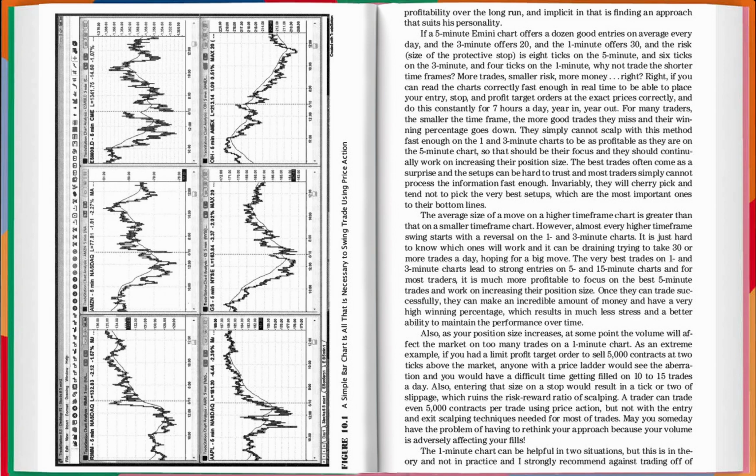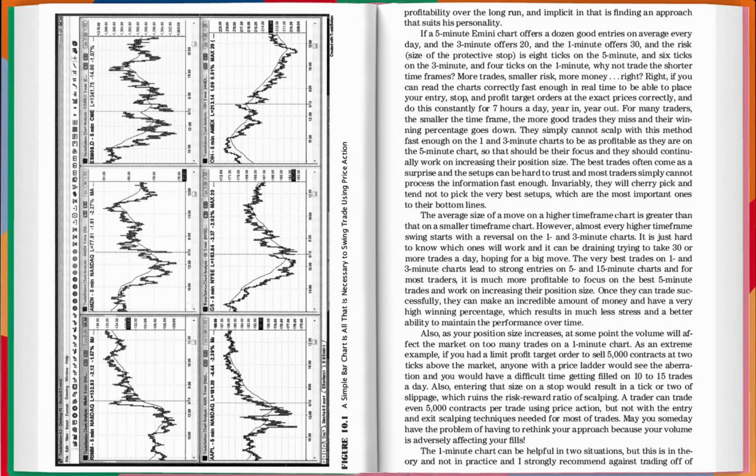However, almost every higher time frame swing starts with a reversal on the 1 and 3-minute charts. It is just hard to know which ones will work, and it can be draining trying to take 30 or more trades a day, hoping for a big move. The very best trades on 1 and 3-minute charts lead to strong entries on 5 and 15-minute charts, and for most traders, it is much more profitable to focus on the best 5-minute trades and work on increasing their position size. Once they can trade successfully, they can make an incredible amount of money and have a very high winning percentage, which results in much less stress and a better ability to maintain the performance over time.